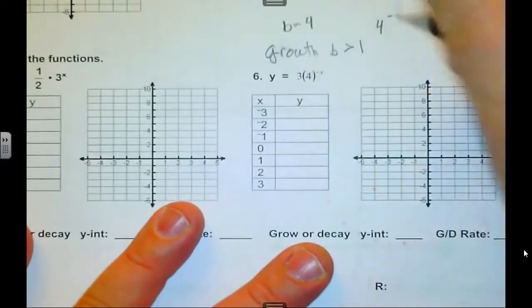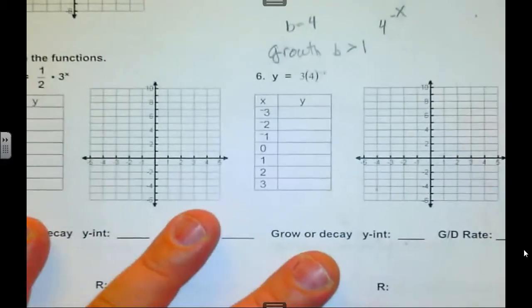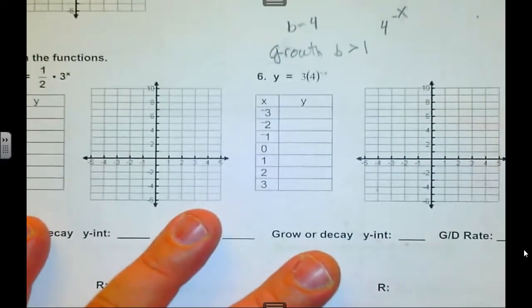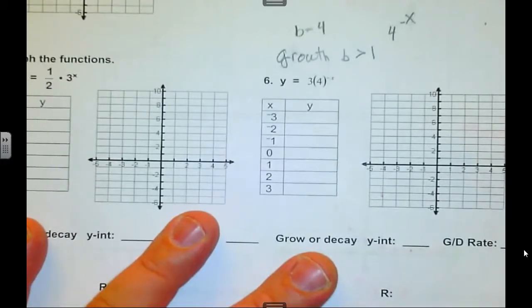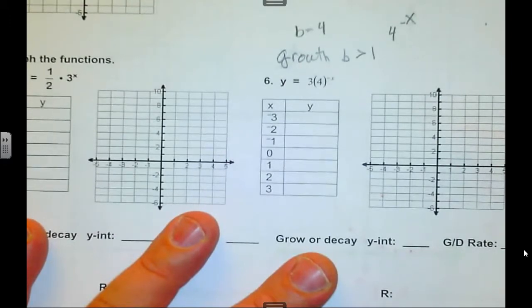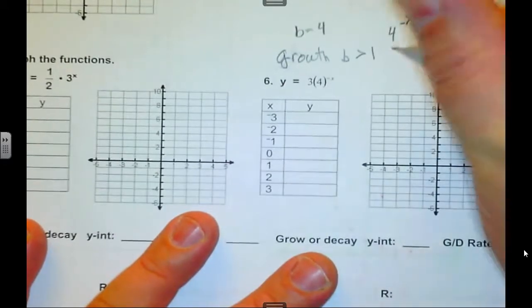How do I get rid of negative exponents? It's distributed already. Wow, you guys are so slow.